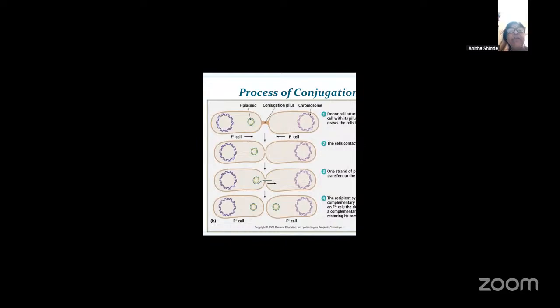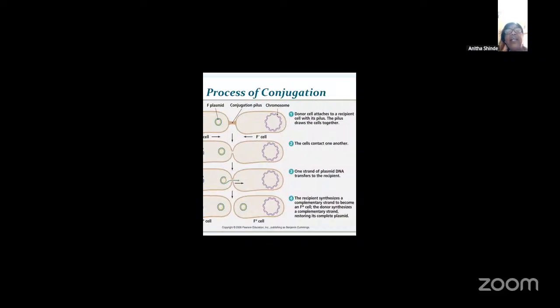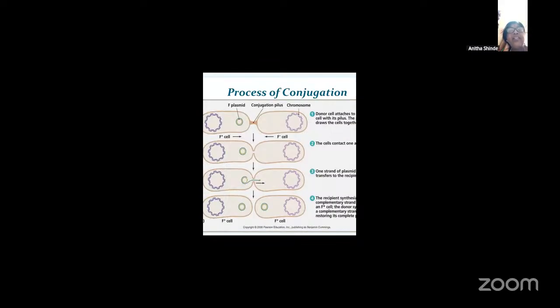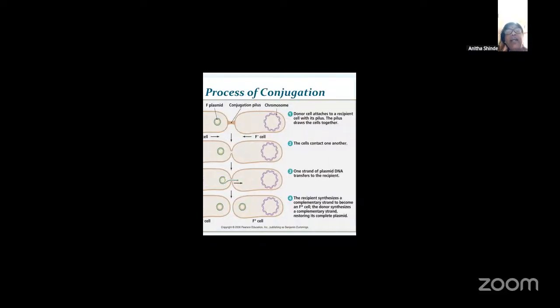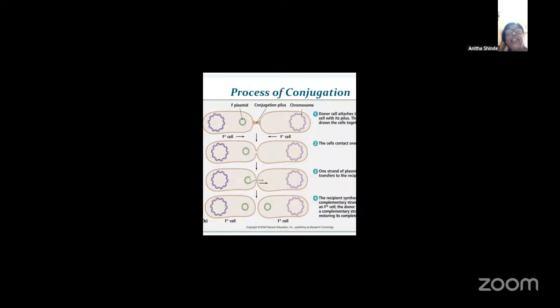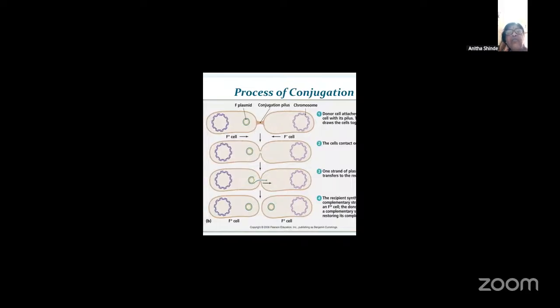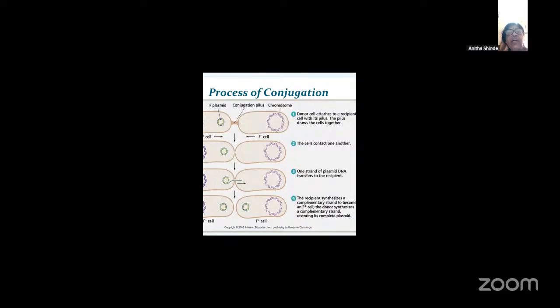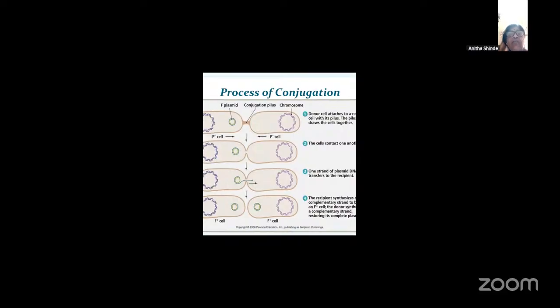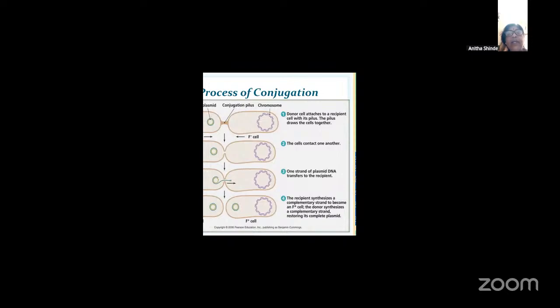See here, this is the F plasmid. This is the conjugation pilus, as I told you, what is called the sex pili. This is another chromosome. The donor cell attaches to a recipient cell with its pilus, and the pilus draws the cells together. So this is the F plus cell, this is the F minus cell. With the help of sex pili, the cells come close together and contact one another. Then one strand of the plasmid DNA will transfer to the recipient. The recipient will synthesize a complementary strand to become an F plus cell, and the donor will synthesize a complementary strand, restoring its complete plasmid. That is how the process of conjugation takes place.